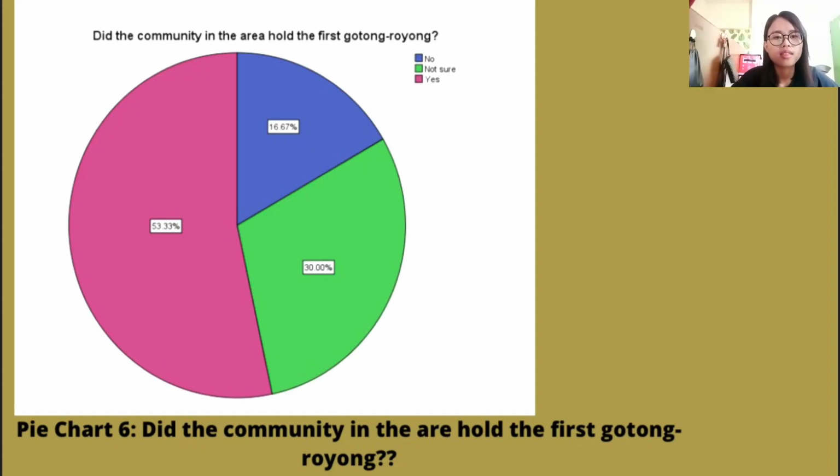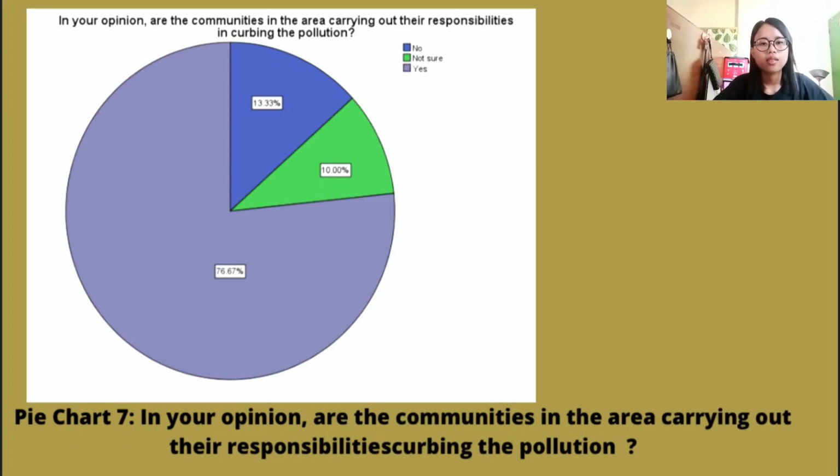Pie chart 6: 16 respondents, 53.3%, stated yes, that the community in the area holds gotong royong. 9 respondents, 30%, are not sure. Meanwhile, 5 respondents, 17%, stated the community in the area does not hold gotong royong. Pie chart 7: in your opinion, is the community in the area carrying out their responsibility in curbing the pollution? 23 respondents, 76.7%, stated yes. 4 respondents, 13.33%, stated the community did not carry out their responsibility in curbing the pollution. 3 respondents, 10%, stated unsure.